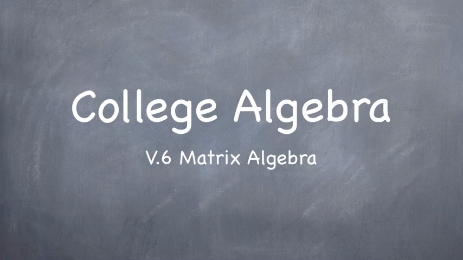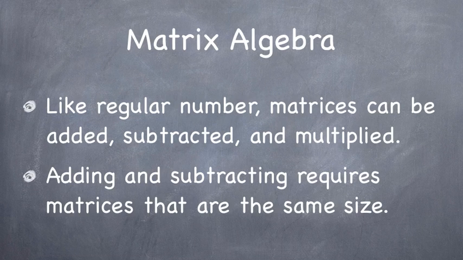This is lesson 5-6 on matrix algebra. So in the last lesson, we introduced this idea of matrices. Remember, a matrix is a rectangular array of numbers. So it's just a grid of numbers, basically. Just like our regular individual numbers, matrices can be added, subtracted, and multiplied.